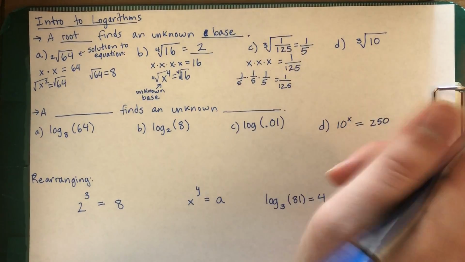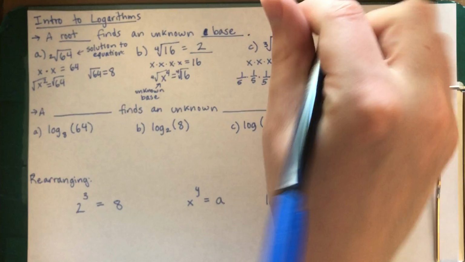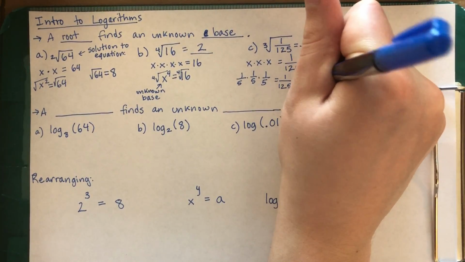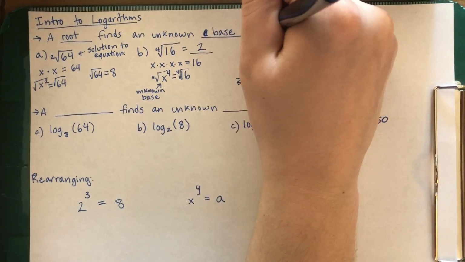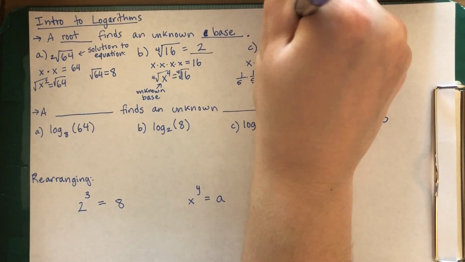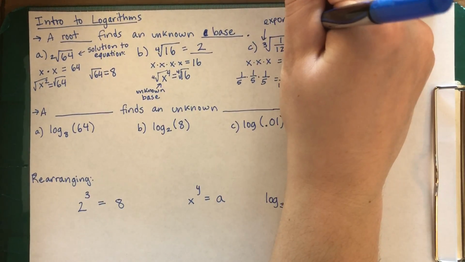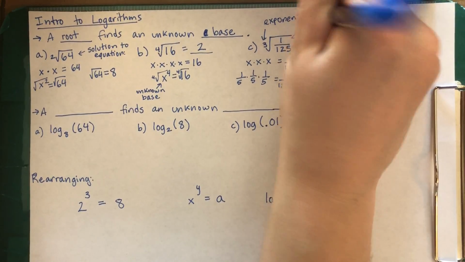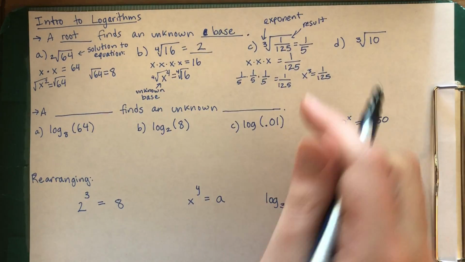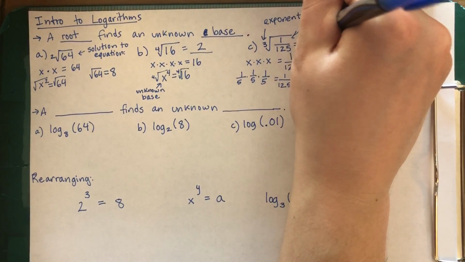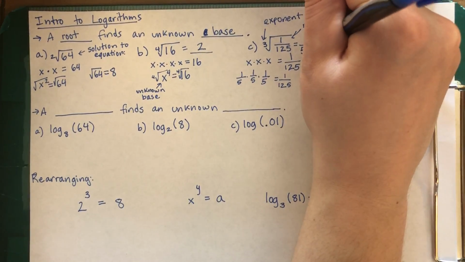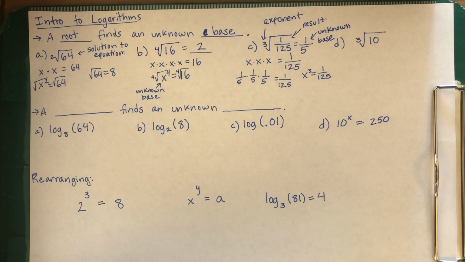Notice the way that this layout is. When we rewrite this as x cubed equals 1 over 125, this number becomes the exponent. This number becomes the sort of result of the exponent, and the base is the unknown. And the answer to the root is the unknown base. Okay.